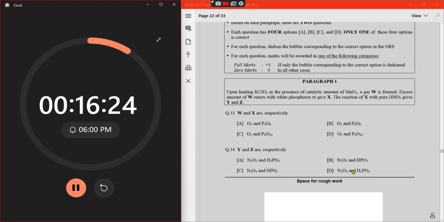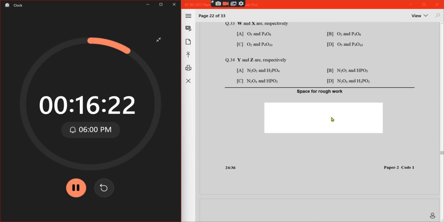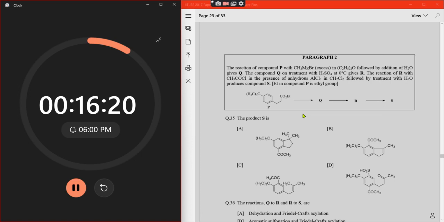Okay. Cool. Next question. Reaction of compound P with CH3MgBr in ether, followed by the addition of H2O, gives Q. Compound Q on H2SO4 at 0 gives R. The reaction of R with CH3COCl in the presence of anhydrous AlCl3 in CH2Cl2 followed by H2O produces compound S.